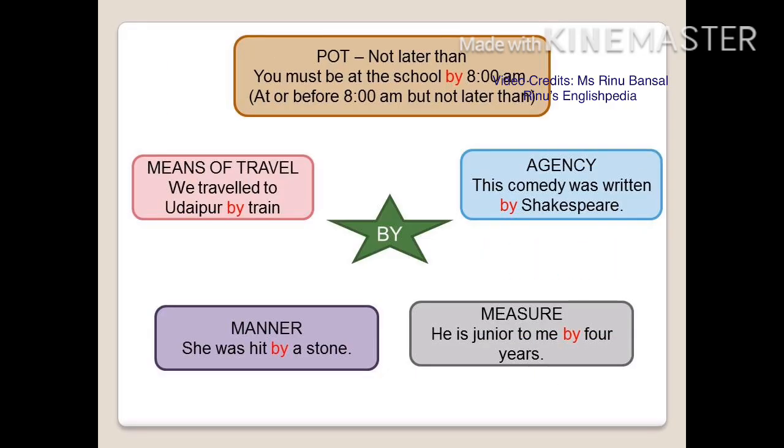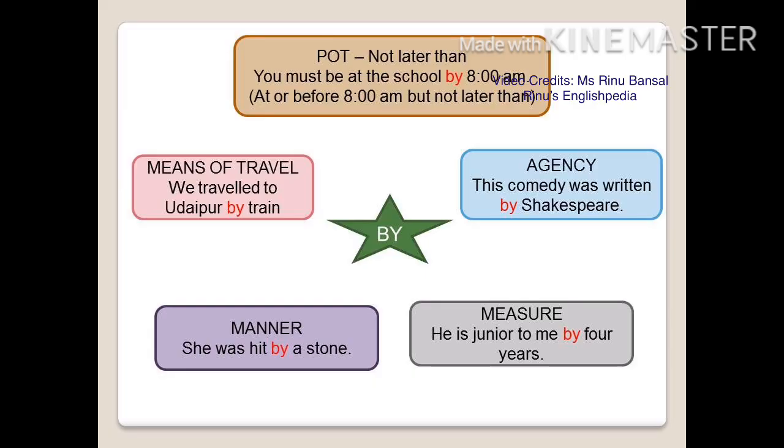We now come to the study of the preposition by. As a preposition of time, it means not later than. For example, you must be at the school by 8 am. At or before 8 am, but not later than. It is also used when we are talking about means of travel. For example, we travel to Udaipur by train. Again, it can also be used as an agency. For example, this comedy was written by Shakespeare.